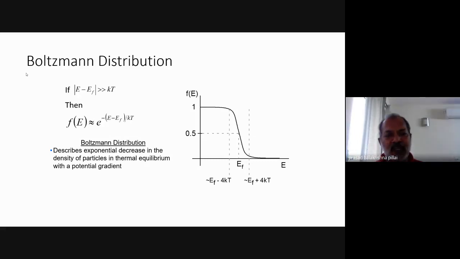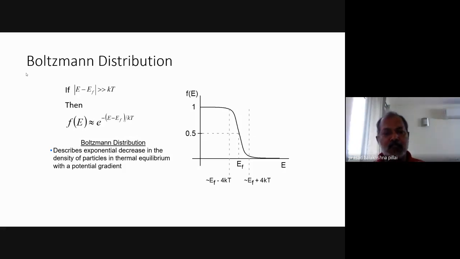And we will very often be using this instead of the first expression for the Fermi-Dirac. That is, f is approximately equal to e to the power minus (E minus Ef) by kT, will be the distribution function we'll be using. It is the same as the Boltzmann distribution function.